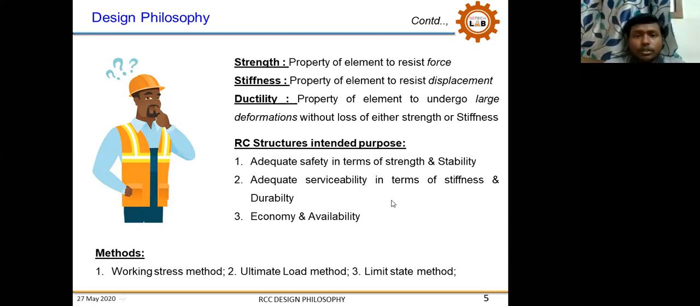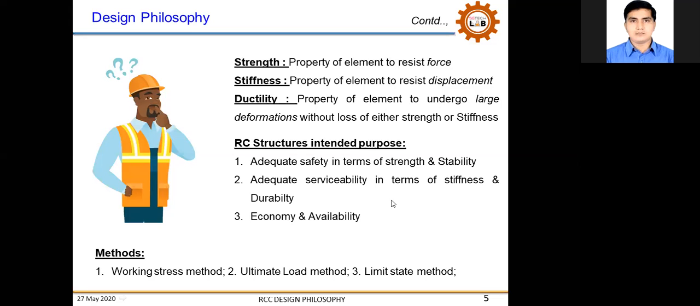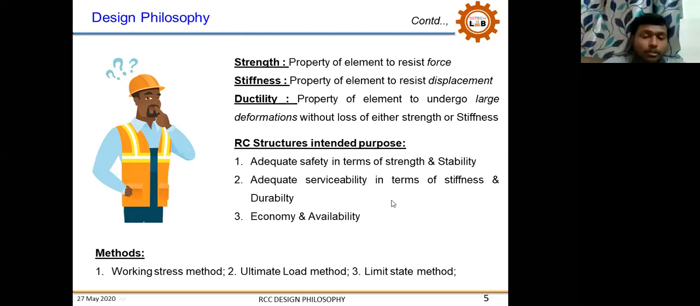There may be enough resources around the world, but where you are going to construct a proper structure, the availability of the material should be there. Then only you will be able to take it into account and design. Then comes the methods, three of them: working stress method, ultimate load method, and limit state method.